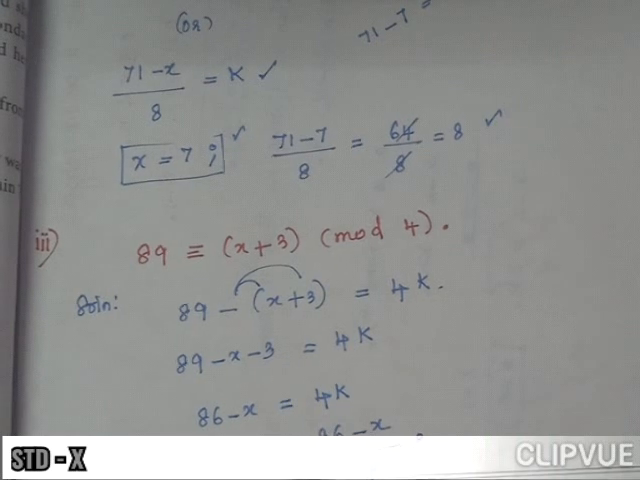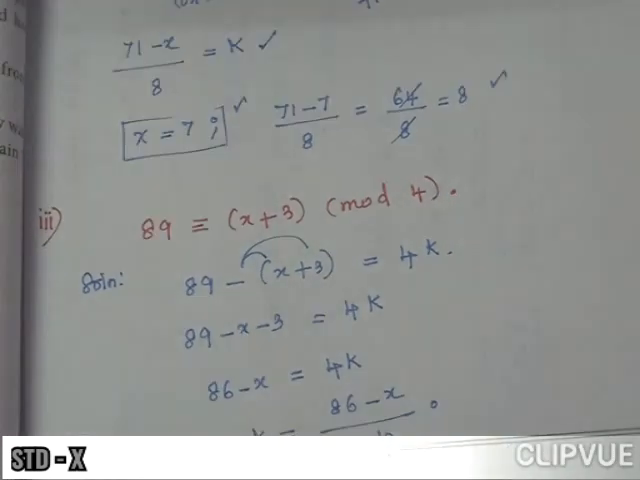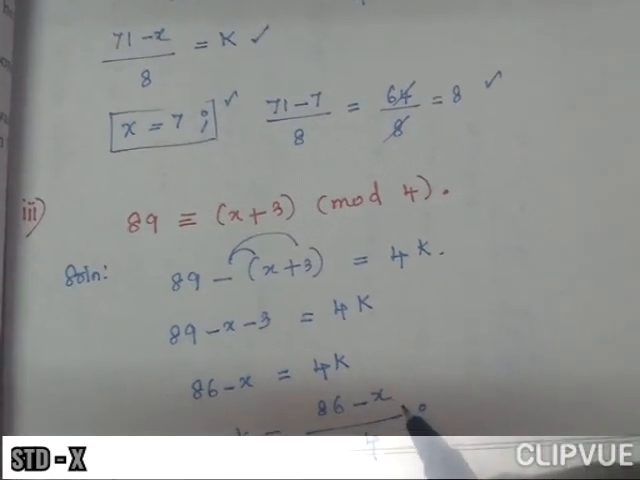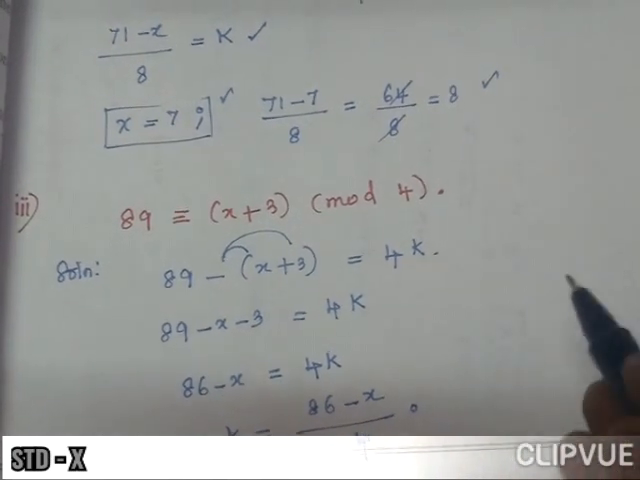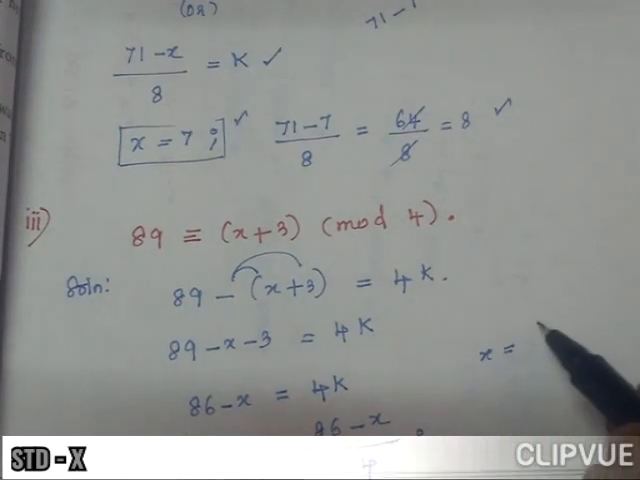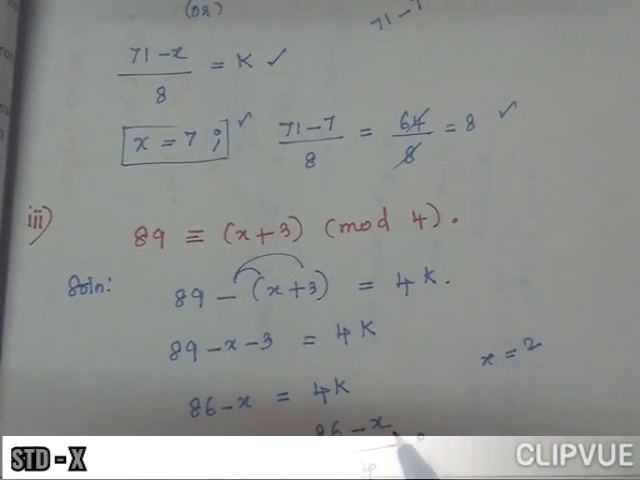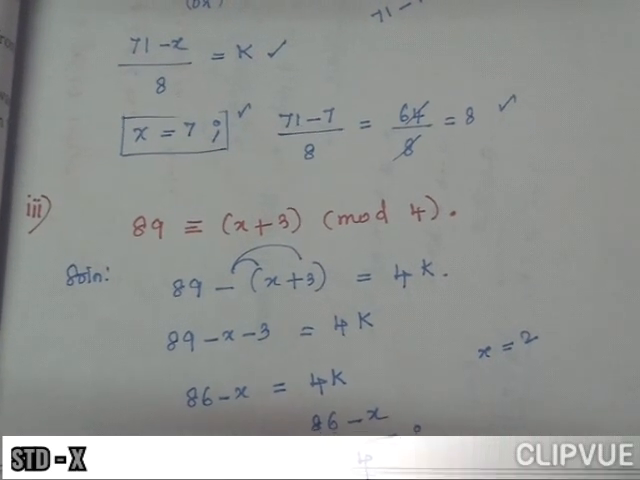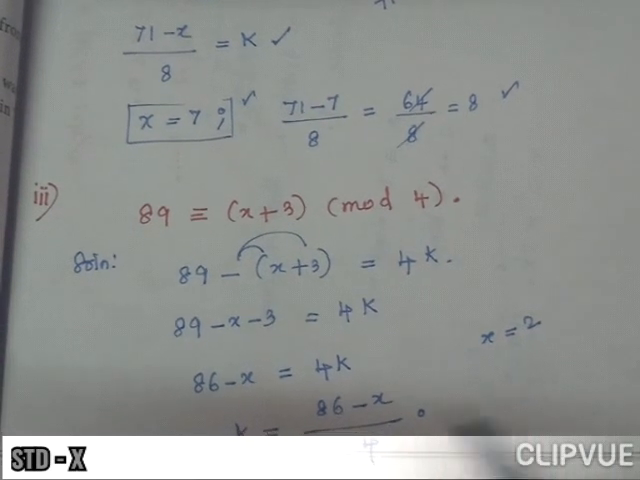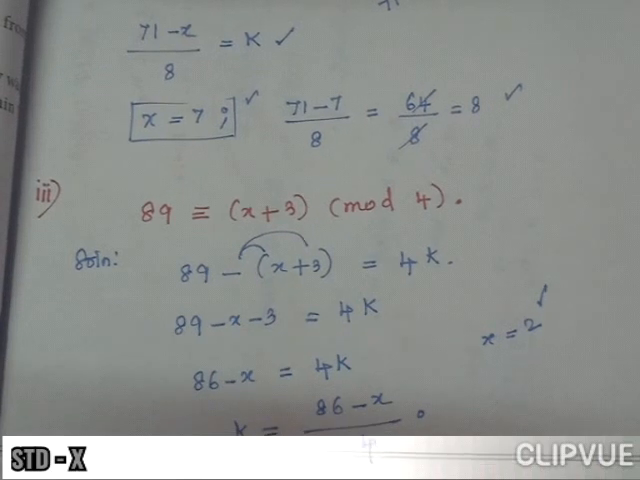Now we are going to assign the value of x. After assigning the value of x, it should be divisible by 4. If you assign the value of x equal to 2, 86 minus 2 is equal to 84. 84 can be divided by 4. Therefore, the least positive value of x is equal to 2.